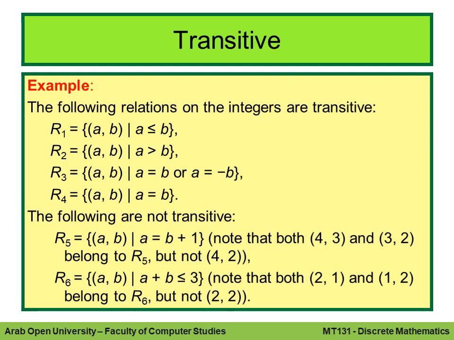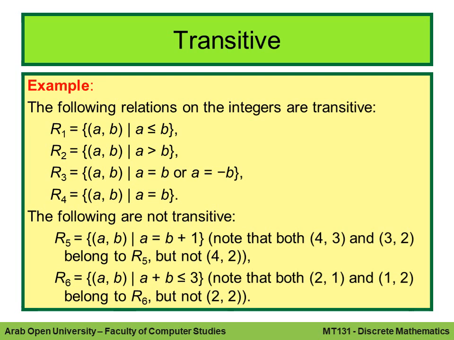Here are more examples of transitive relations. R1 is (a,b) such that a is less than or equal to b. R2, (a,b) such that a is greater than b. R3, (a,b) such that a equals b or a equals minus b. R4, (a,b) such that a equals b, which is the identity relation. All of these are examples of transitive relations.